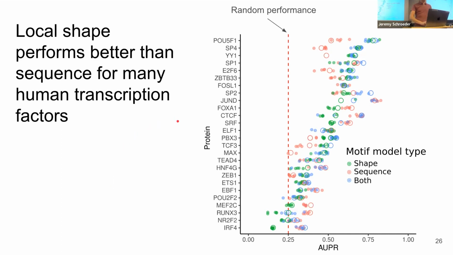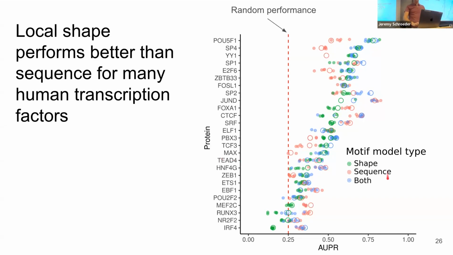So let me explain what you're seeing here. The y-axis here is just a given human transcription factor. I went to the ENCODE database and downloaded ChIP-seq data for each of these factors and looked at, okay, where are the peaks in the human genome for each of these?